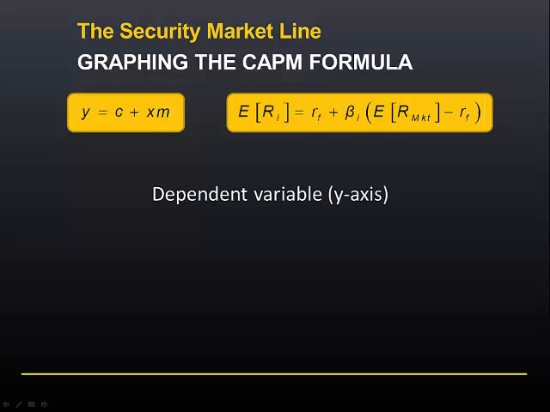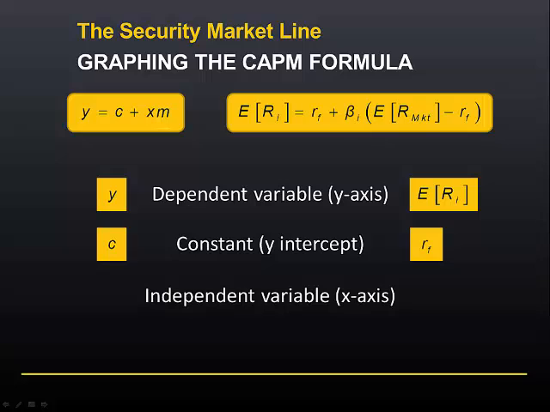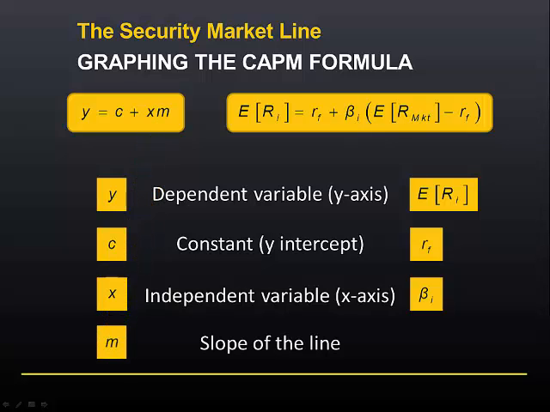For example, the dependent variable, the variable on the y-axis, is y and the expected return on the share. The constant, or the y-intercept, is c or rf. The independent variable that is shown on the x-axis is x and the beta of the share. And therefore the slope of the line is m, and this term in brackets, the market risk premium.